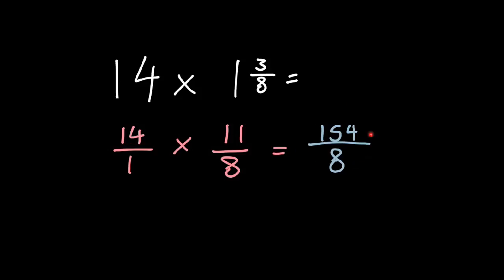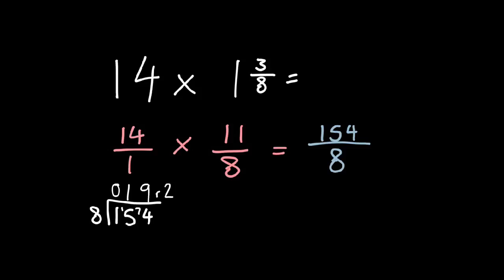To convert this improper fraction into a mixed number, I'll do the following. I will take 154 and I'll divide it by 8 to see how many whole groups of 8 I can get into it. Well, how many 8s go into 1? Obviously 0 remainder 1. How many 8s go into 15? 1 remainder 7. How many 8s go into 74? Well, I know 8 times 9 is 72, so that's 9 with a remainder of 2.